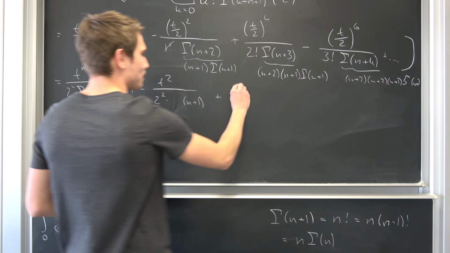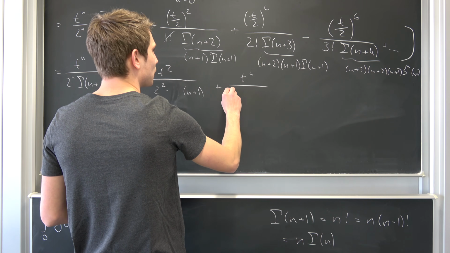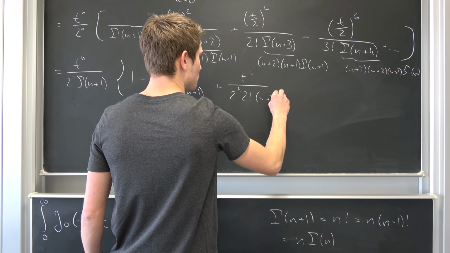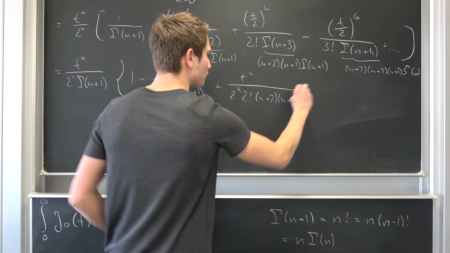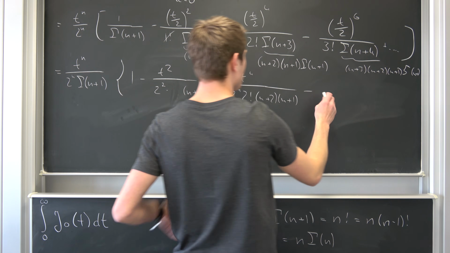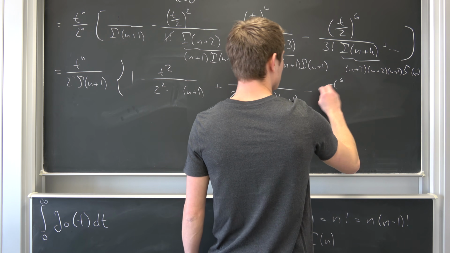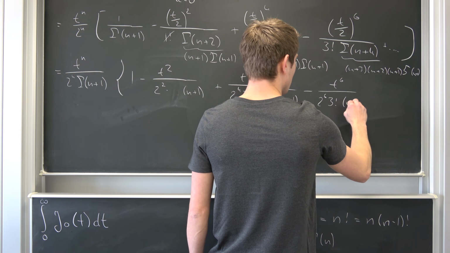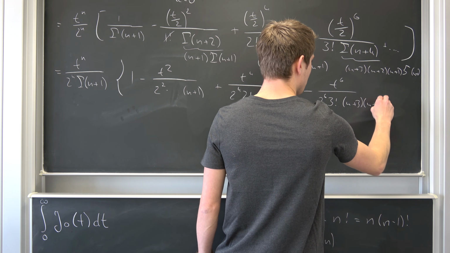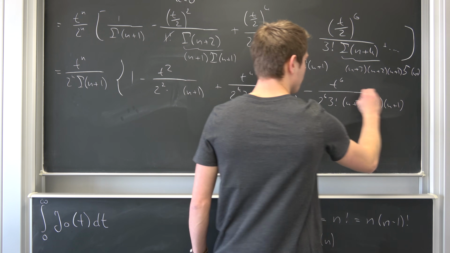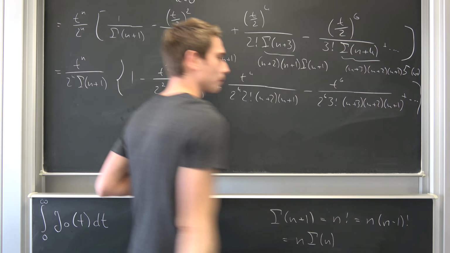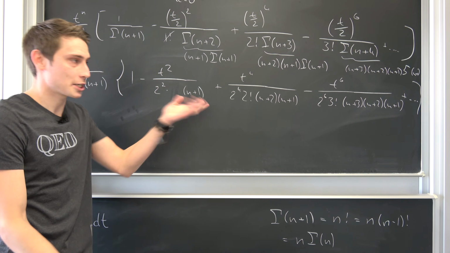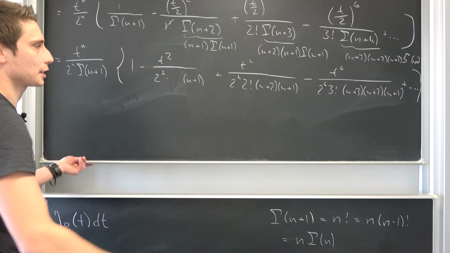Okay, then we have plus t to the 4th power over, okay, this is going to give us 2 to the 4th power, 2 factorial, n plus 2 times n plus 1. And for the last one, just writing it out a little bit more, negative t to the 6th power over, okay, then we have 2 to the 6th power, 3 factorial, then we have n plus 3, n plus 2, n plus 1, plus dot dot dot, okay? This is what we have right now. This is a long derivation. I'm just rewriting everything now, so it's not too hard actually.